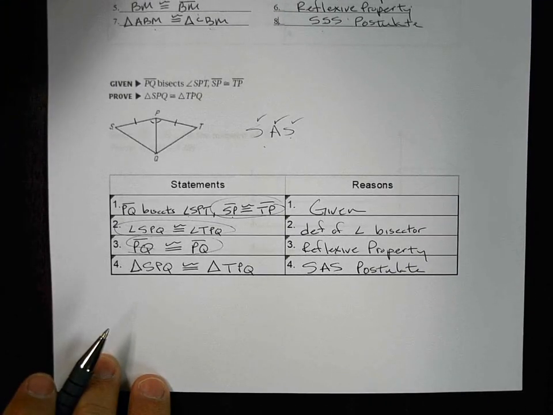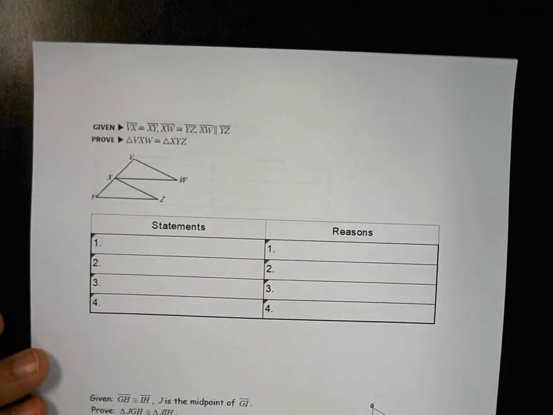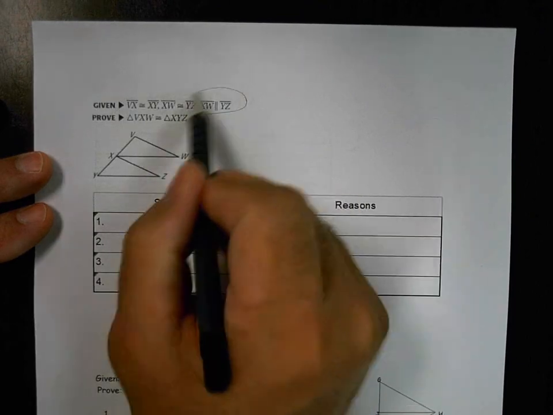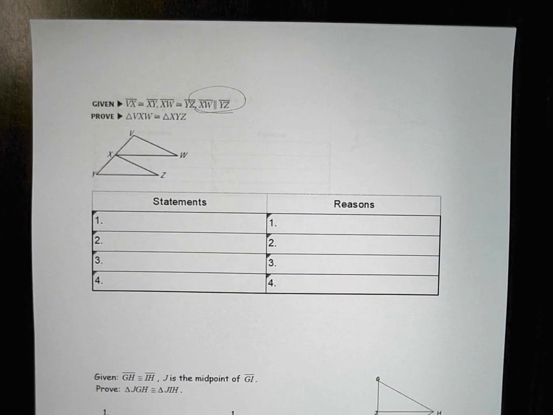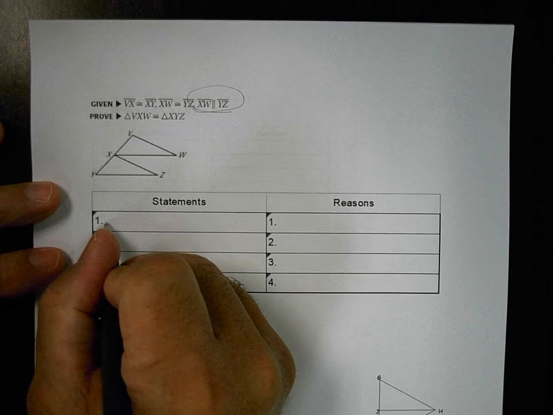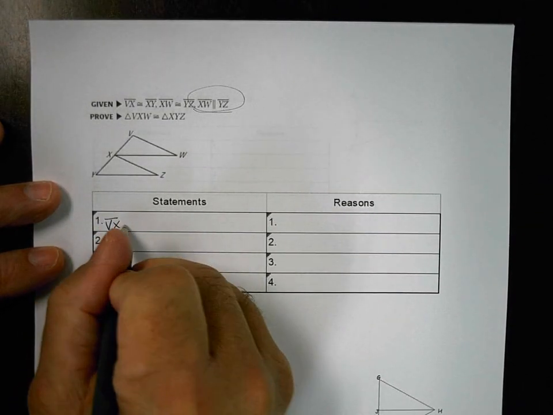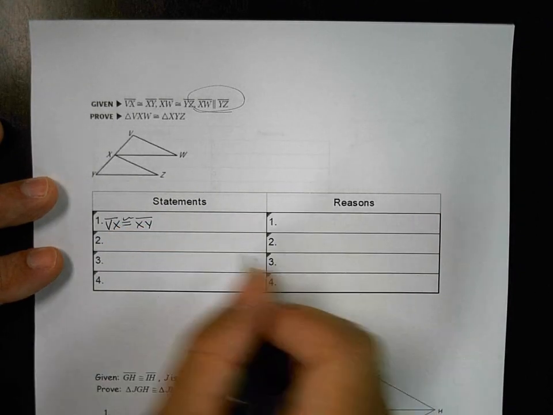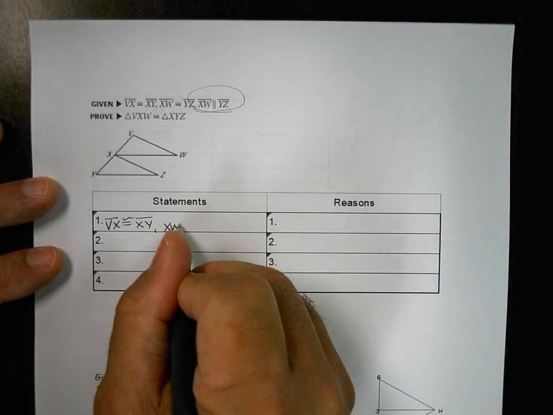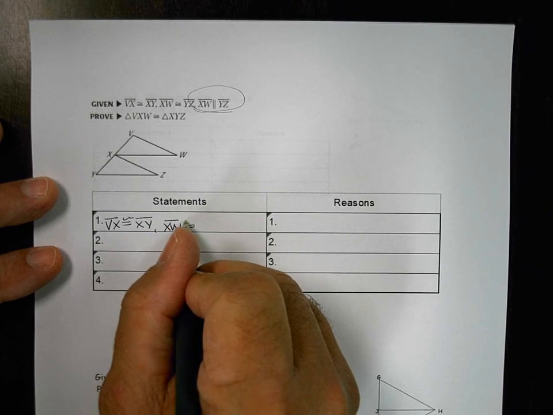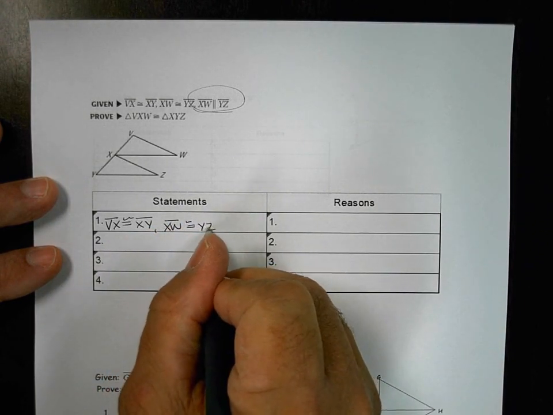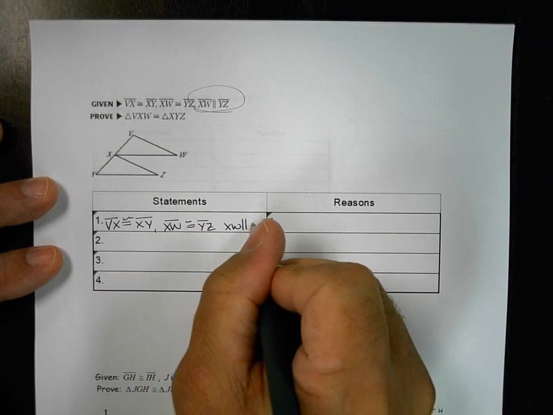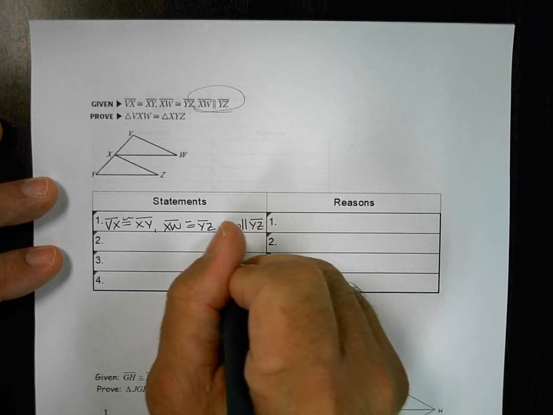All right, let's go on to number 3. All right, here's some parallel lines. This is a tricky one for you, but whenever you see parallel lines, you better be thinking about our parallel line theorems. Let's get started. Given VX, line segment VX is congruent to line segment XY. Also given is line segment XW is congruent to line segment YZ. And finally, XW is parallel to line segment YZ.